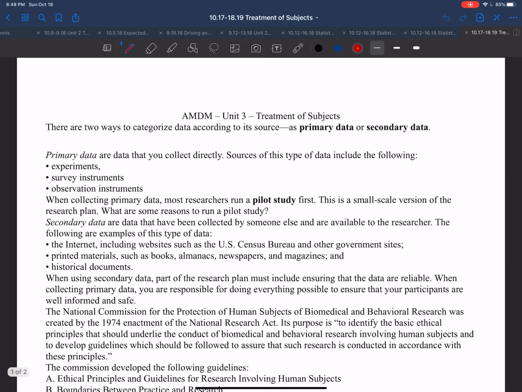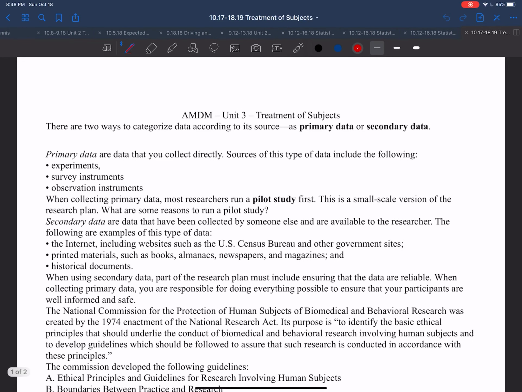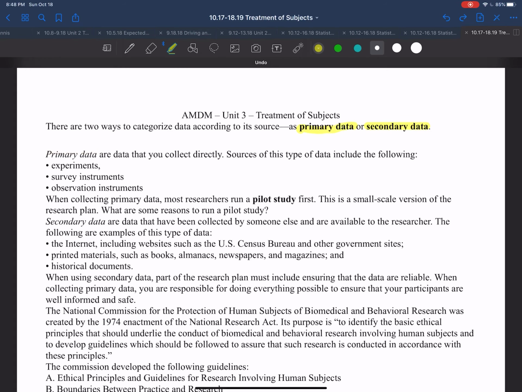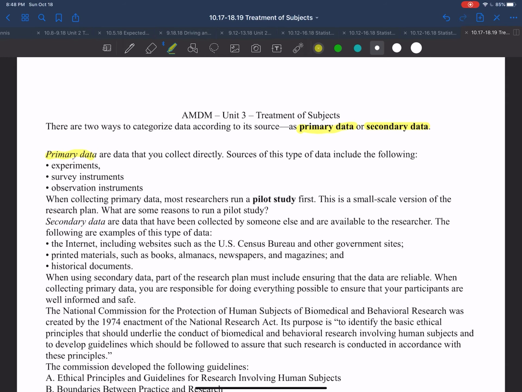Okay, so in this video, we're going to be talking about treatment of subjects. There are two ways to categorize data according to its source. There is primary data and secondary data. Primary data are data that you collect directly, okay? So sources of this type of data include the following. You can have experiments, survey instruments, or observation instruments.